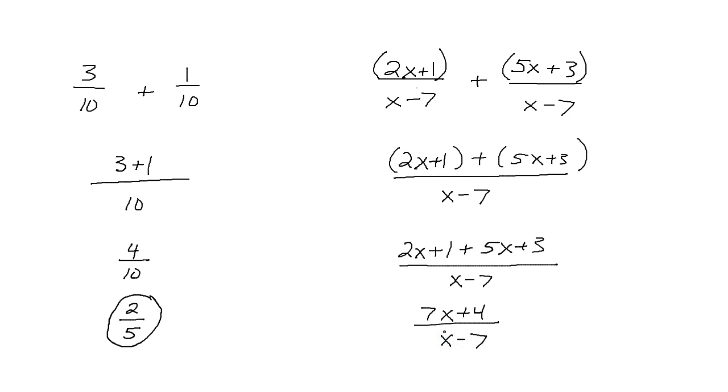You don't cancel the x's, you don't cancel the 7's. You never cancel part of a factor. Anytime you have something that's hooked to another term with a plus or minus, it either all stays or it all goes. So that's my final answer. So now let's take a look at what happens when the denominators are not the same.